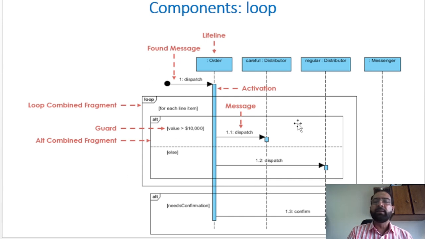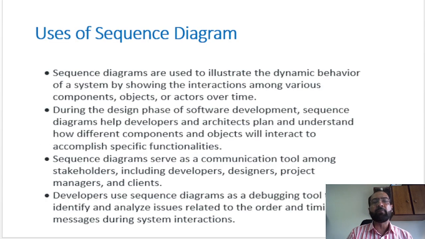So you see that loops can also be included within the sequence model. And if a certain message, condition, function or action goes on for multiple times, you can also add a loop to it. So this is a brief overview of the sequence models, and you see that sequence models are very beneficial whenever we want to illustrate the dynamic behavior of a system, and to show the interactions among various components, objects, and actors over time.